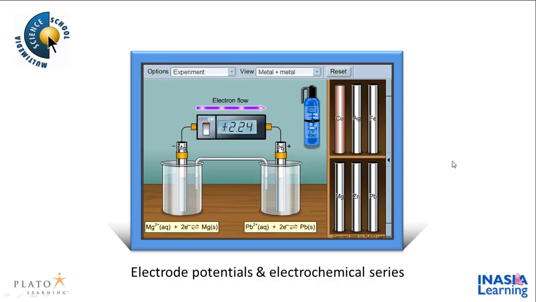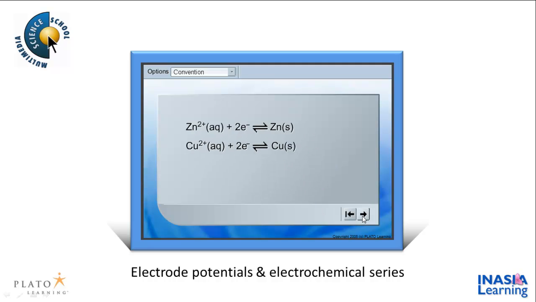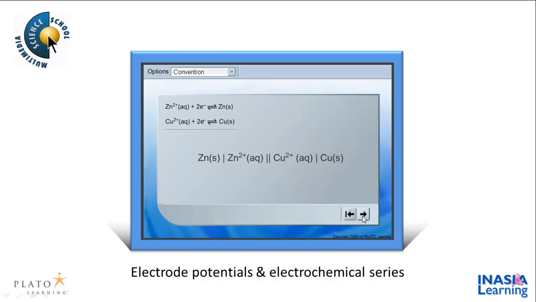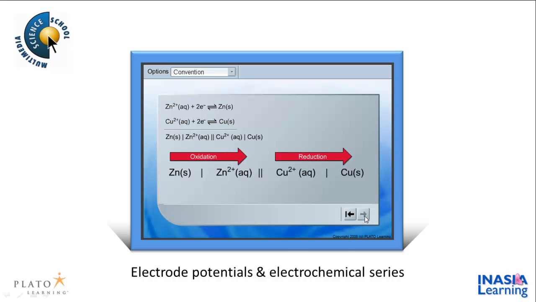The third option is convention, and when we press play, we can see the shorthand notation for an electrochemical cell that has a zinc electrode and a copper electrode. Press play again, and the notation is stretched so that each part can be easily seen, and if you move the cursor across, you can see a description of each part of the equation. If you press play for the third time, you can see labels for oxidation and reduction in the two half cells. The final option in this tool, we can select Calculation.